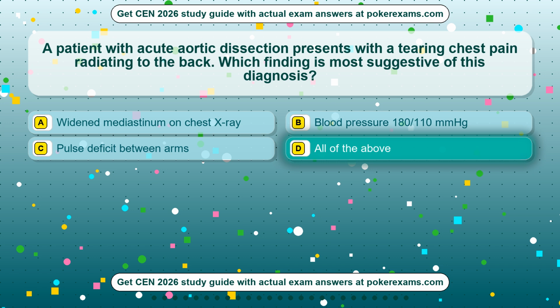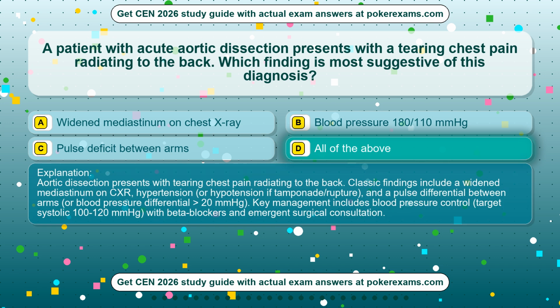All of the above. Aortic dissection presents with tearing chest pain radiating to the back. Classic findings include a widened mediastinum on CXR, hypertension or hypotension if tamponade or rupture, and a pulse differential between arms, or blood pressure differential over 20 mmHg. Key management includes blood pressure control, target systolic 100 to 120 mmHg, with beta blockers and emergent surgical consultation.